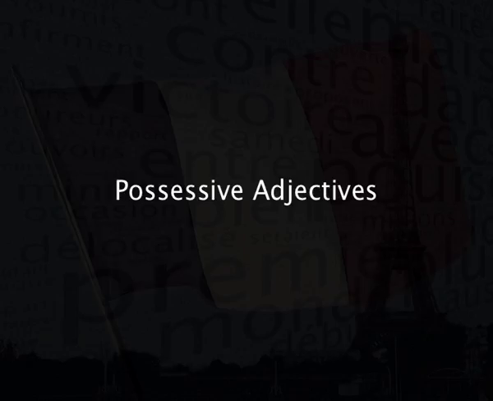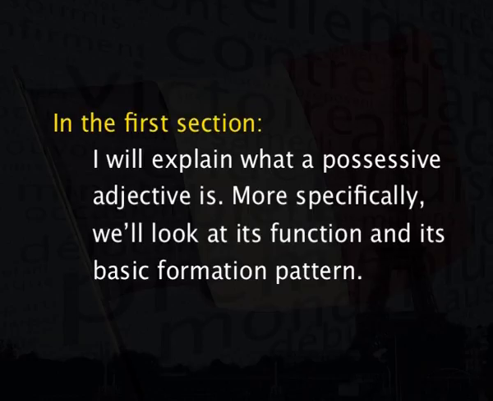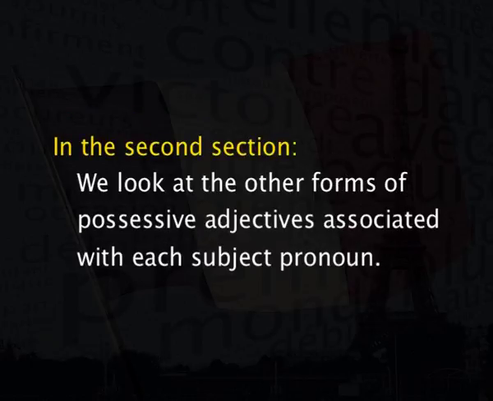The previous class focused on demonstrative adjectives and interrogative adjectives. In today's class, we are going to learn all about possessive adjectives. The lesson has been divided into 3 sections. In the first section, I will explain what a possessive adjective is. More specifically, we'll look at its function and its basic formation pattern. In the second section, we'll look at the other forms of possessive adjectives associated with each subject pronoun.